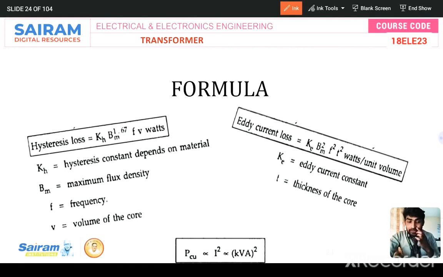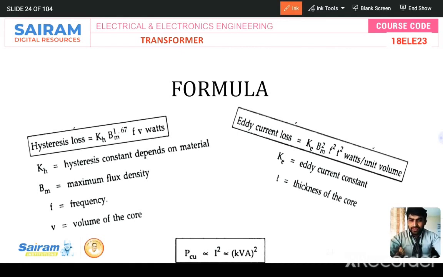We cannot say exactly where we get the value of KH; hysteresis is a constant. And eddy current loss depends upon KE, that is the eddy current constant. We cannot predict exactly where losses will occur. Either a small amount of moisture content or dust particles may be available, and it occupies some space in the core, so we cannot predict that constant. And Bm square is the maximum flux density, F is the frequency, and T is the thickness of the lamination.